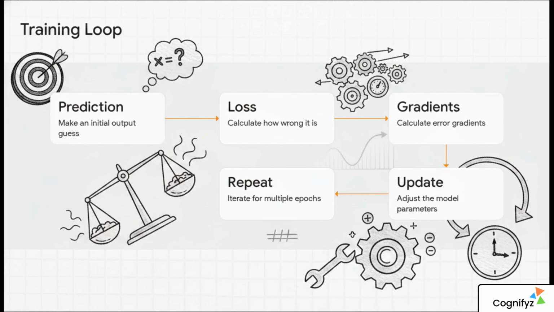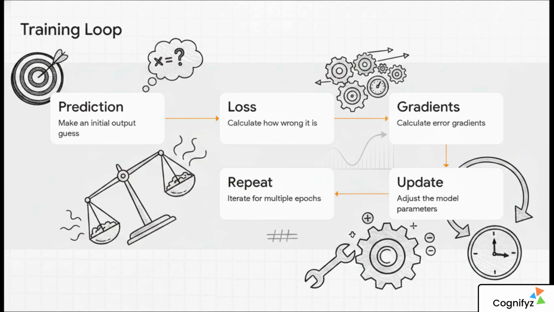Okay, so the network is built. Now we actually have to teach it. We do this using a training loop, which is basically our instruction manual. First up, the model makes a prediction. And spoiler alert, it's probably going to be totally wrong at first. So step 2, we calculate loss. That just mathematically measures exactly how wrong that prediction was.